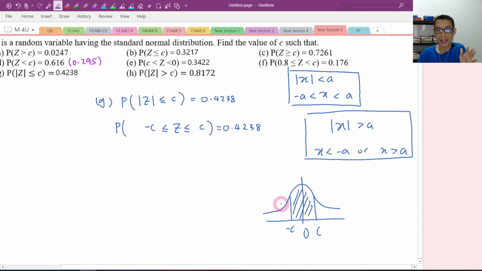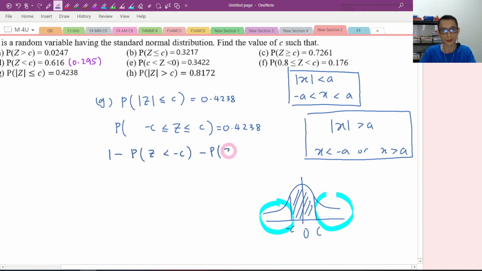We take 1 minus this part and minus this part, right? Let me show you this step first. So 1 minus P(Z less than negative c), and minus P(Z greater than c). And you will get the answer, which is 0.4238. So try to think, are those 2 parts exactly the same? Yes, correct. This and this are exactly the same, so I don't have to write this twice. I just write 1 minus 2 times this, with Z greater than or equal to.